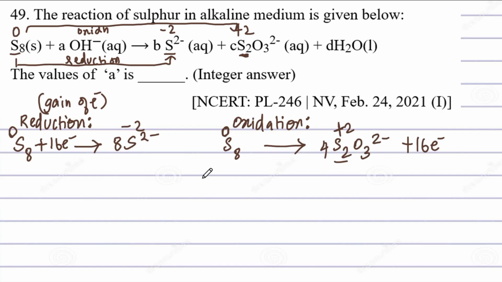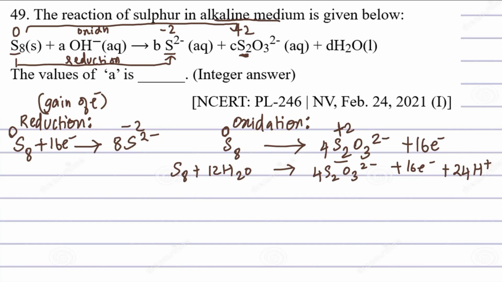Now let us balance the oxygen atoms. 4 into 3, 12 oxygen atoms are present in the product. So S8 plus 12 H2O gives 4 S2O3 2 minus plus 16 electrons. Now you have to balance the hydrogen atoms. 12 into 2, 24 hydrogen atoms are there. So you have to write 24 H plus on the product side. Then it is mentioned that alkaline medium is used, so you have to add an equal number of OH minus on both sides. How many H plus is added? The same number of OH minus should be added.